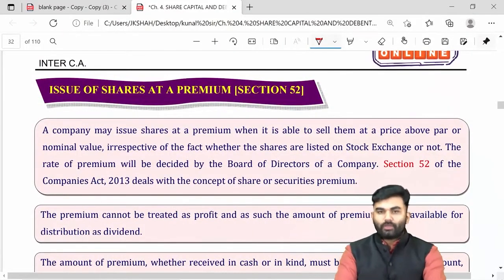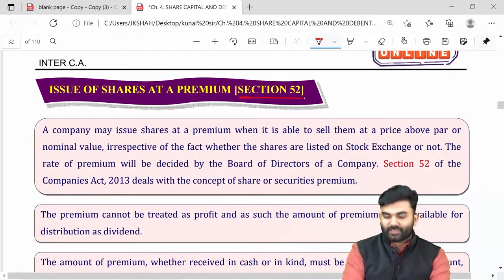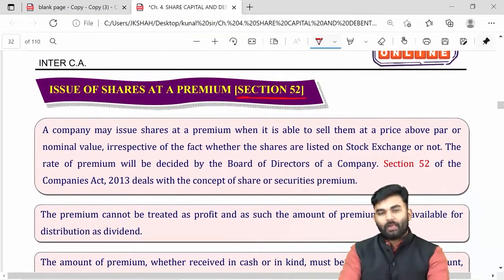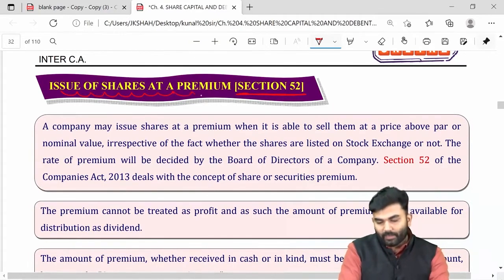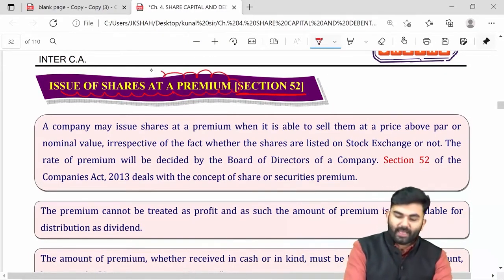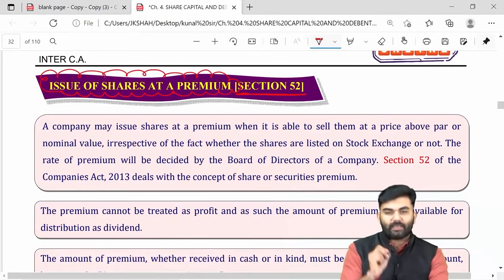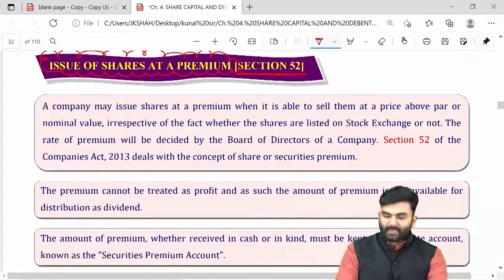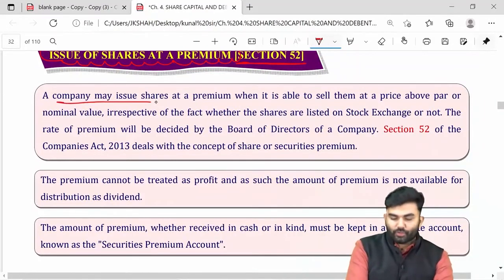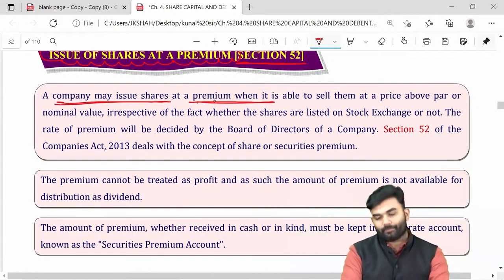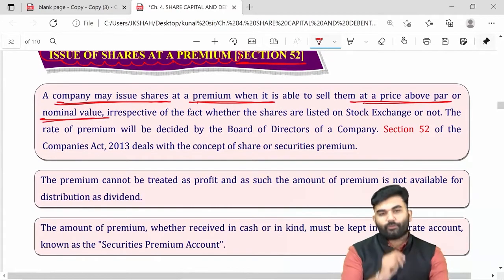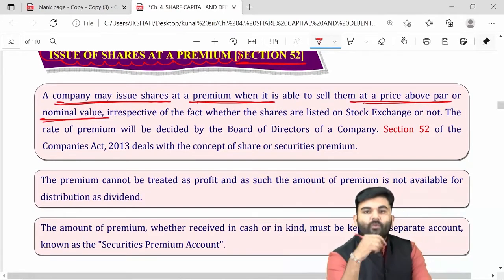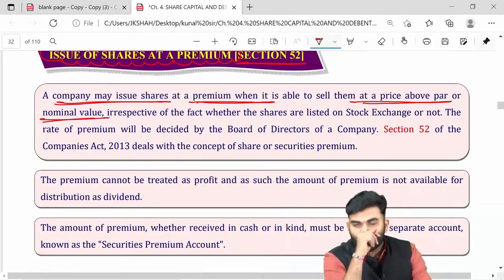Let us go on to the next provision, that is section number 52. Section number 52 deals with issue of shares at premium. Sir, can a company issue shares at premium? The answer is yes. A company is allowed to issue shares at premium. What is premium? It is the price which is above the face value.